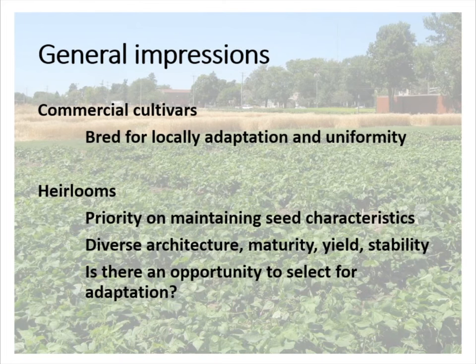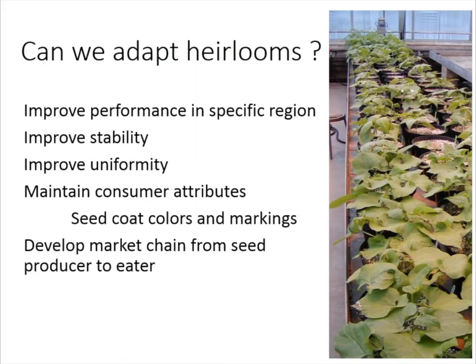So as a result of putting the priority on seed and maybe secondarily on how it's performing in the garden, they're going to show more diverse architecture, maybe differences in maturity and yield and stability. But the fact that there's that variability there within those heirlooms means there might be an opportunity then to select within these heirlooms for better adaptation. So next slide.